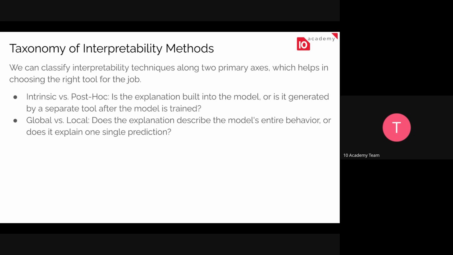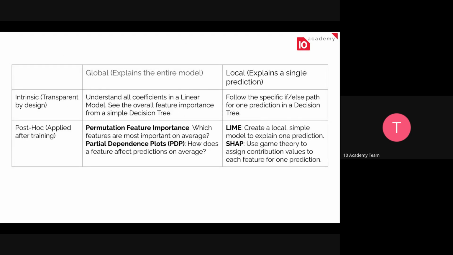And local versus global is about whether the explanation describes the model's entire behavior. Are you talking about the model as a whole, or is it explaining a single prediction? If you are explaining a single prediction, it's local. And if you are trying to see the model's behavior as a whole, you're talking global. You can also see this simple table to help you understand it more.